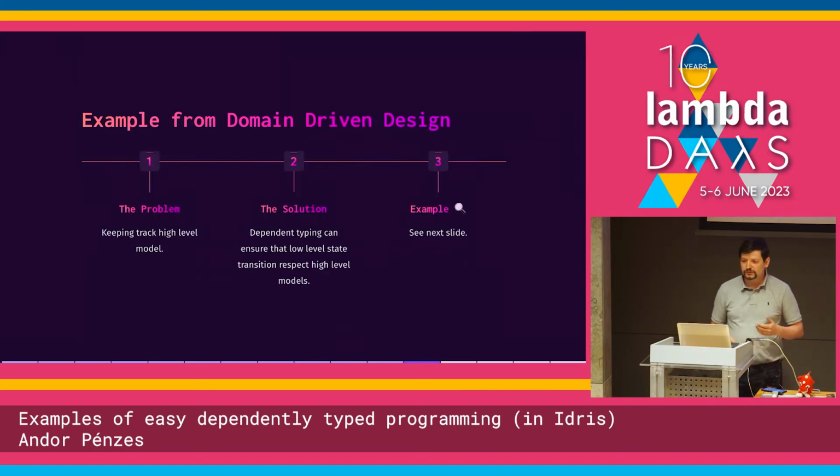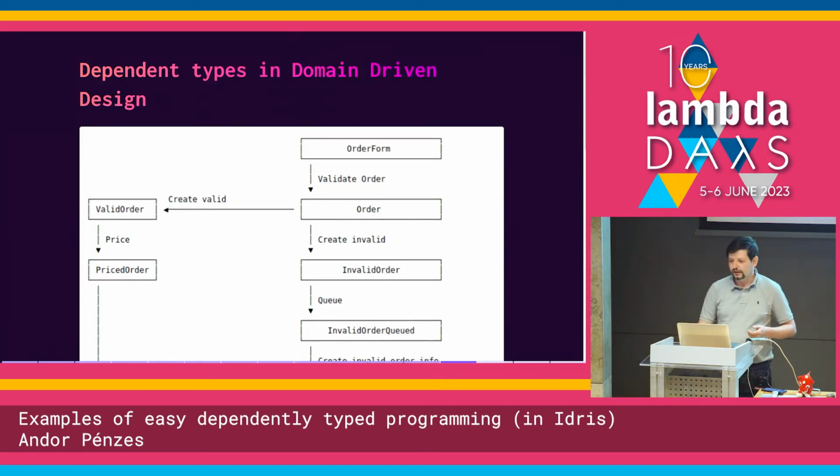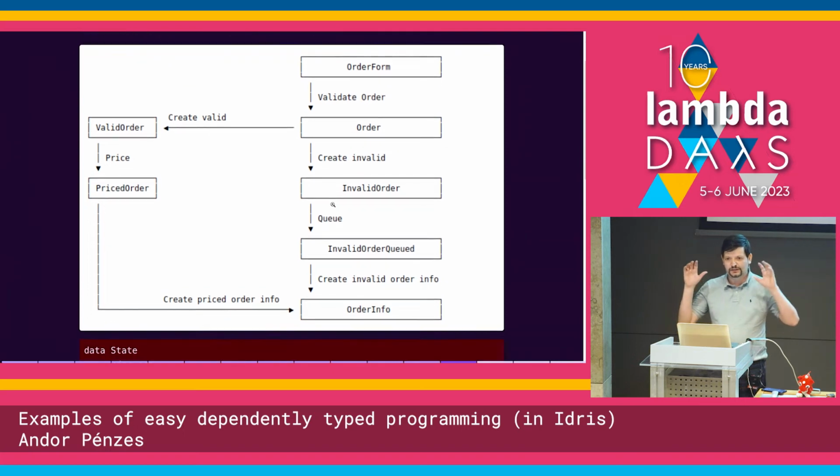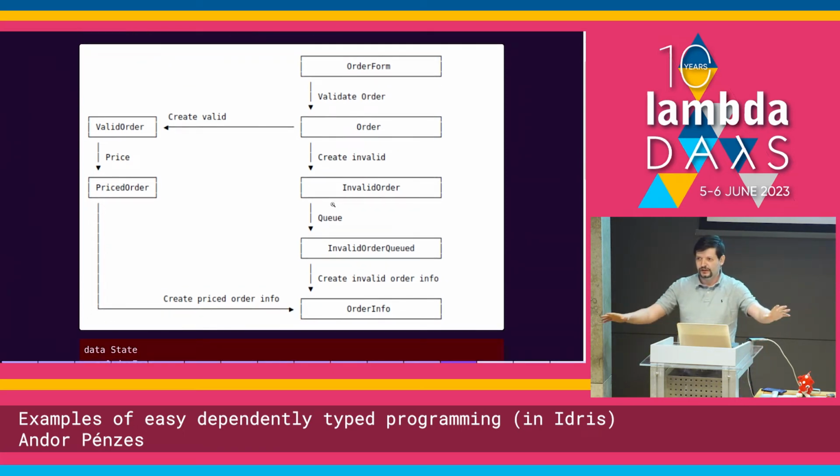The next example comes from domain-driven design. Domain-driven design tries to keep the high-level model clear, and we can use that high-level model to implement our low-level state transitions. This example comes from Scott Wlaschin's Domain Modeling Made Functional book. He introduces an order management system where he starts to talk about state transitions. And of course, we are software engineers, so we immediately jump: yeah, this is a state machine. I know how to handle state machines. I know how to implement them.